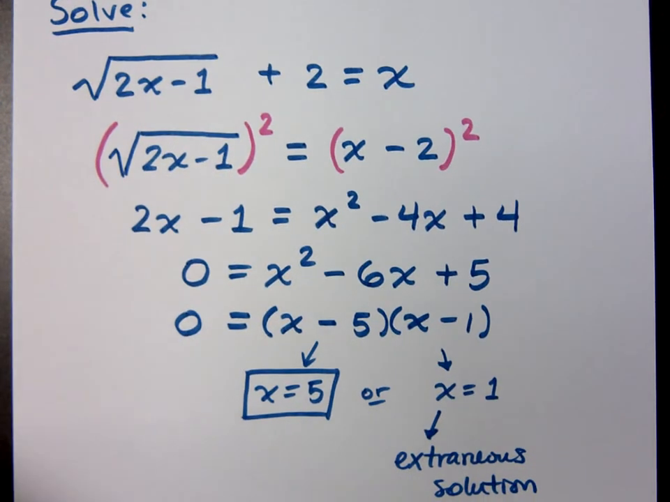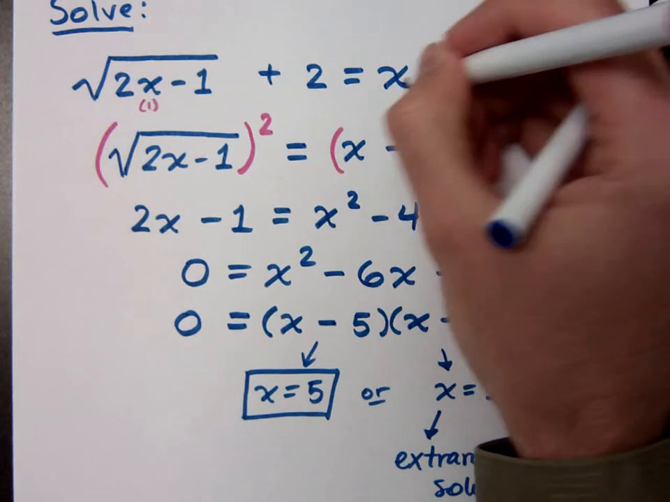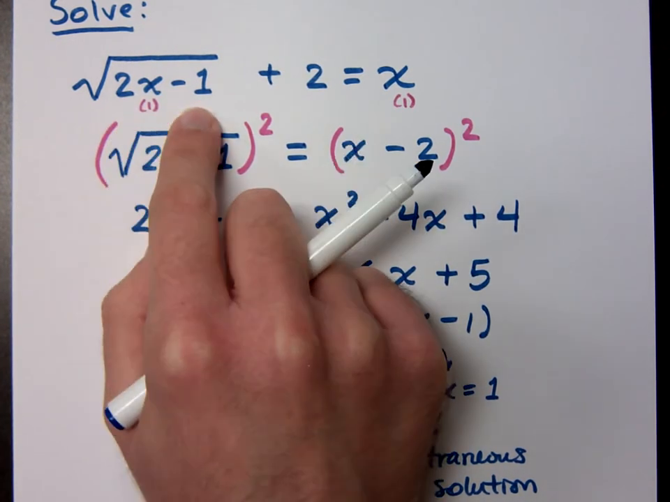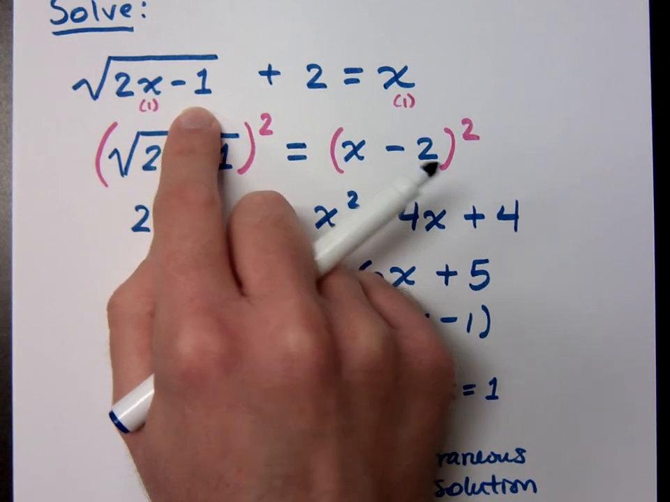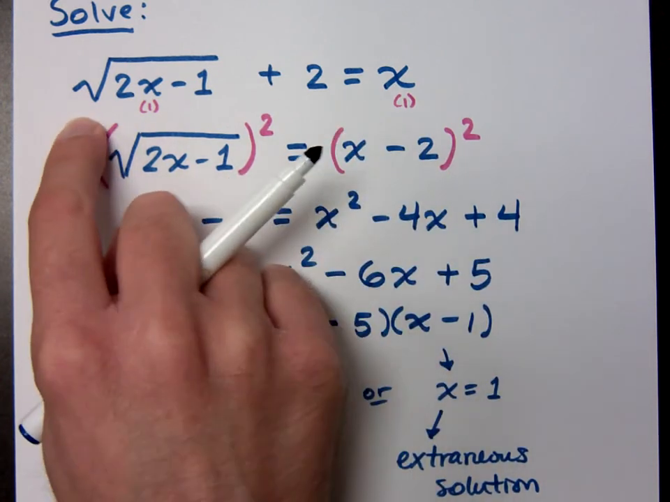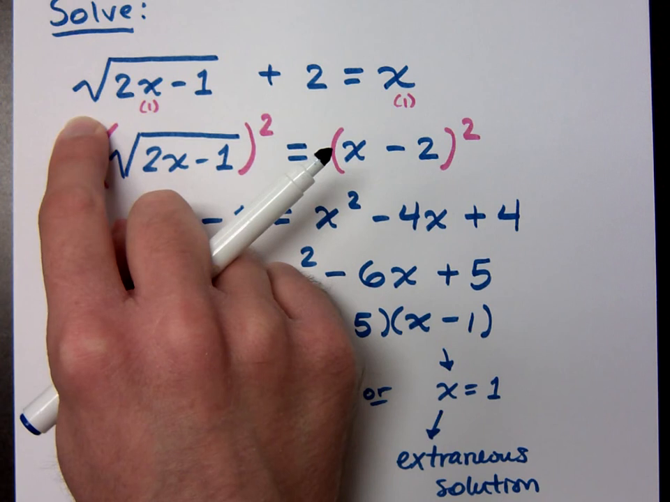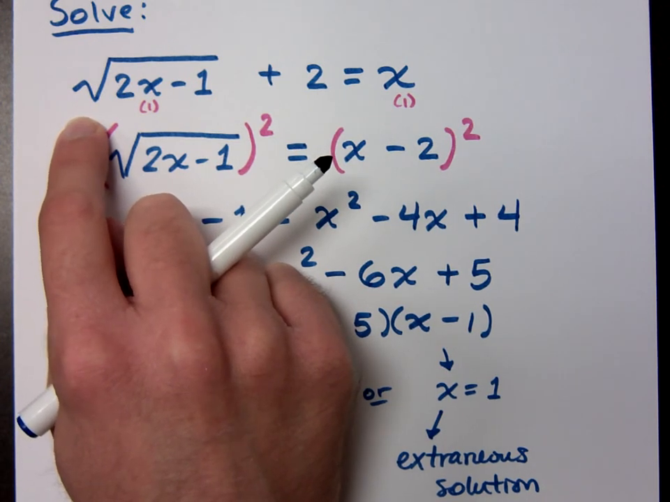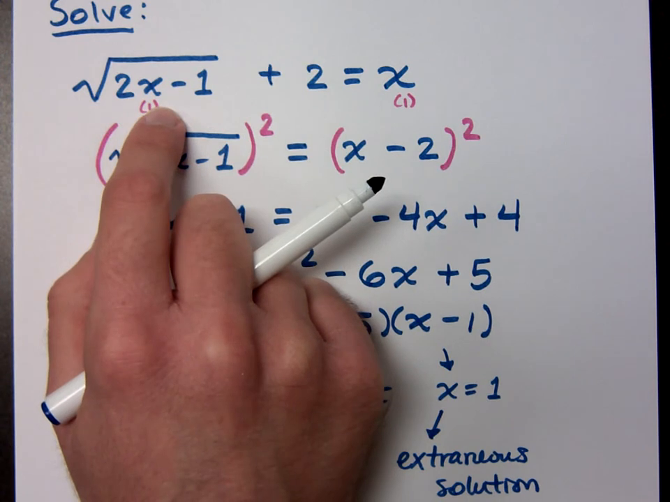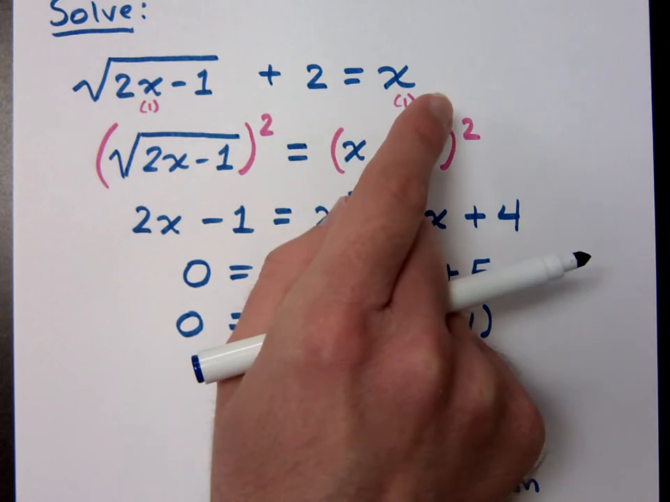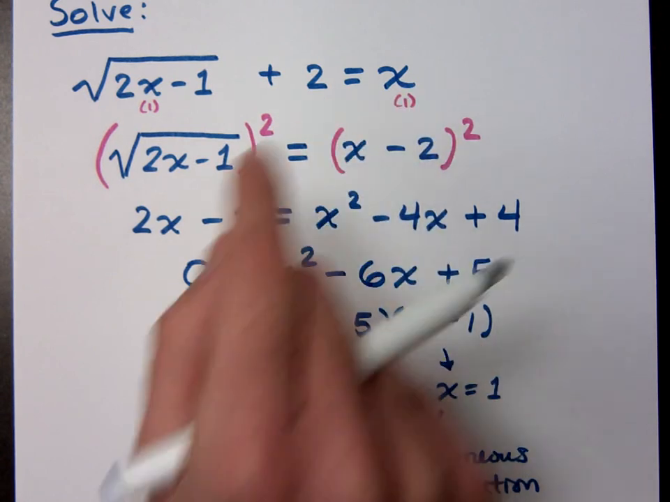This is an extraneous solution. When you try to plug in 1 here, 2 times 1 is 2, minus 1 is 1. The square root of 1 plus 2 does not equal 1. Remember how we said the square root only returns the positive square root? What if it would have given us the negative square root? So the square root of 1 is 1, right? What if it could have given us negative 1? What's negative 1 plus 2? Yeah, it made it 1.